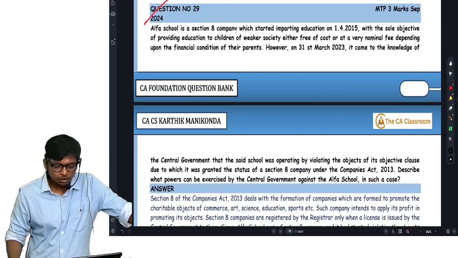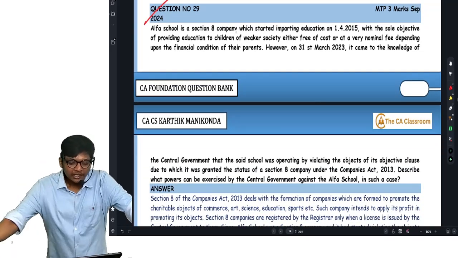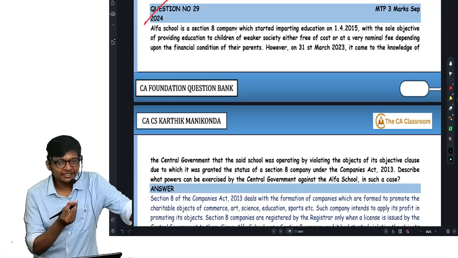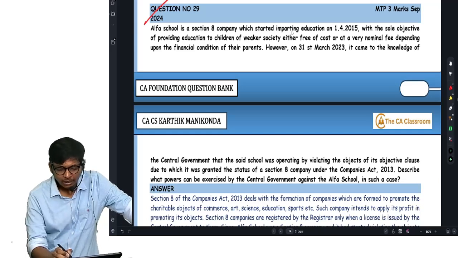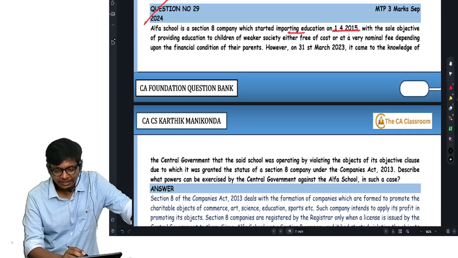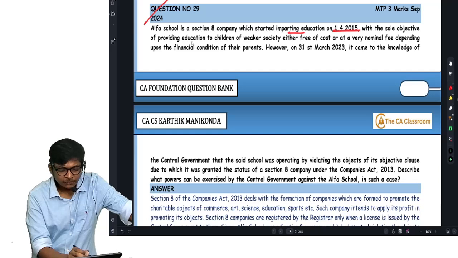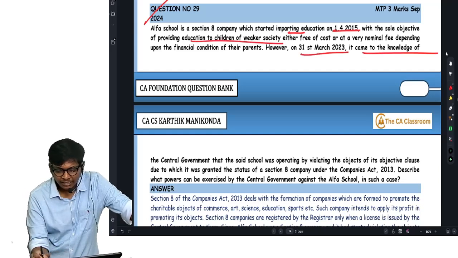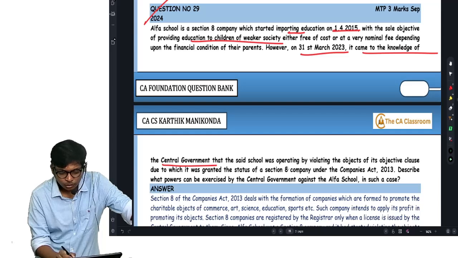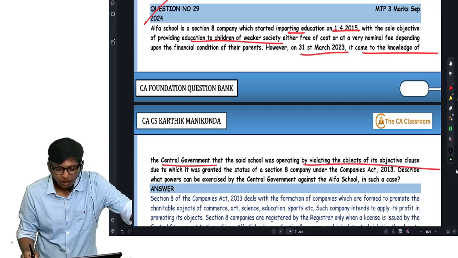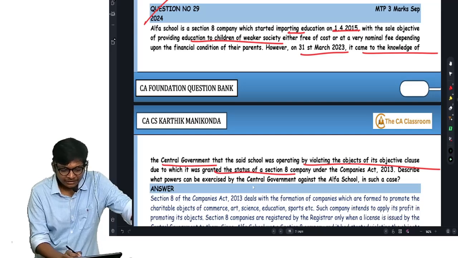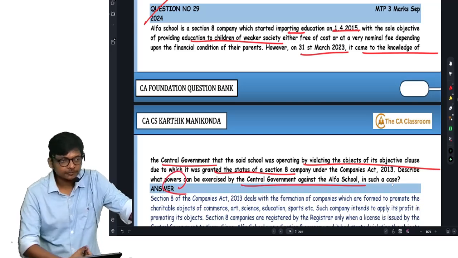Question number 29. Alpha School is a Section 8 company. Okay, with a Section 8 company, they will usually ask whether some dividend was paid or objects were violated, or whether the company will be closed. Fine. Started imparting education on 1st April with the sole objective of providing education to the weaker section. On 31st March, it came to the knowledge of the central government that the said school was operating by violating the objects of the objective clause due to which it was granted Section 8 company status. Describe what powers can be exercised.